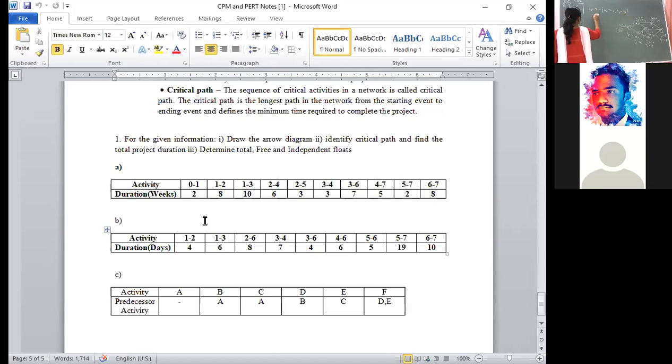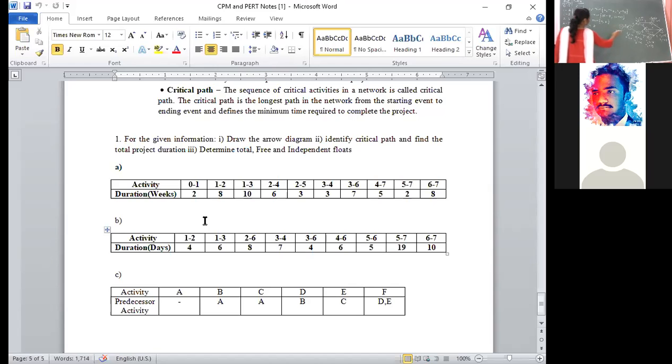This is equivalent to the minimum of, what is the L2 value? L2 value is 16. 16 minus the time duration, which is 8 weeks, comma, L3 value is 12 minus the time duration, which is 10. Then the minimum of 8 comma 2. Minimum is 2.